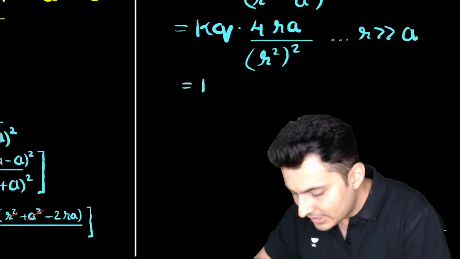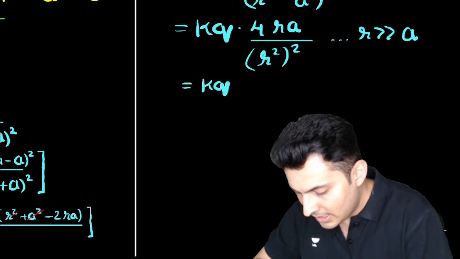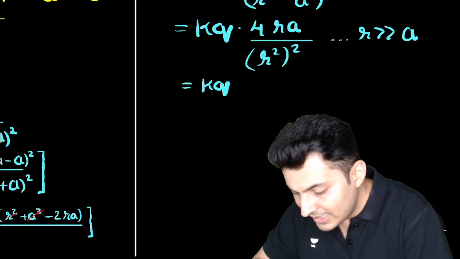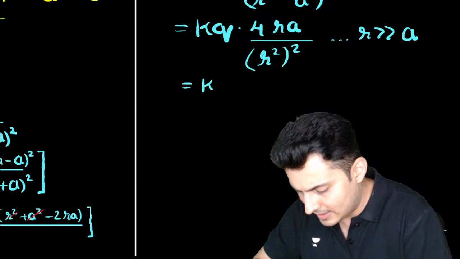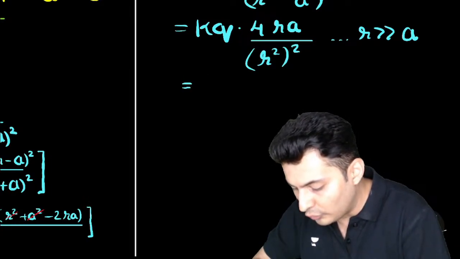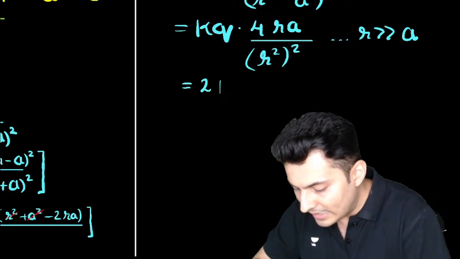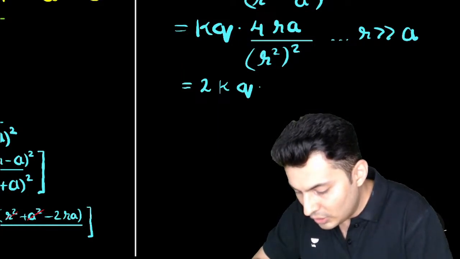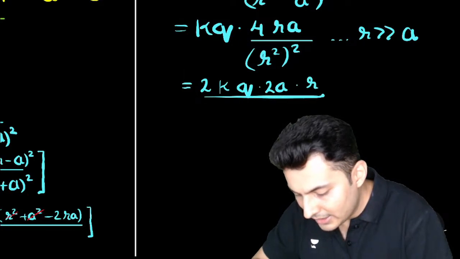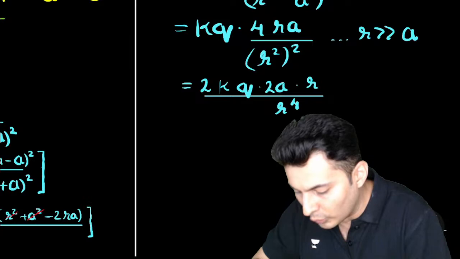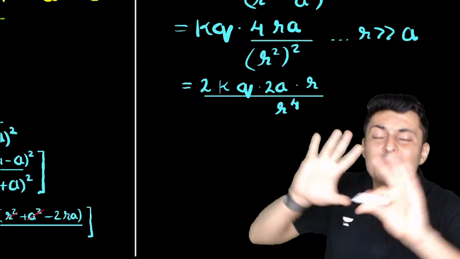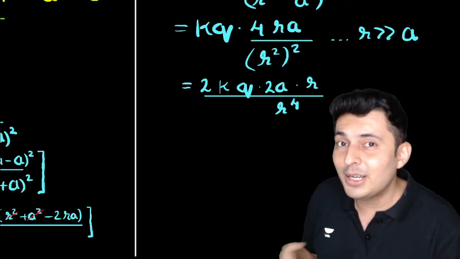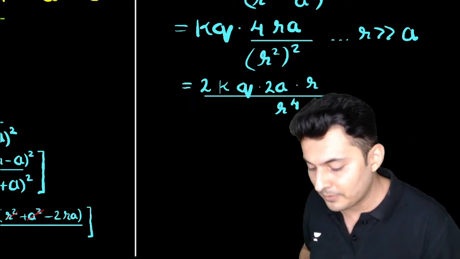Next step, what will it be, guys? Look at it. KQ. I will write 4RA like this. 4 is 2 into 2. So I'll write 2KQ into 2A into R, the whole thing divided by R raised to 4. It's the same thing, I just split it up. Why I have split it up, you will understand in the next step.